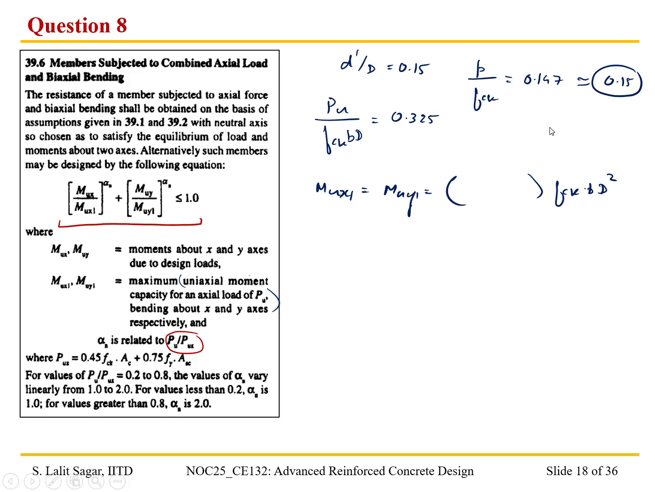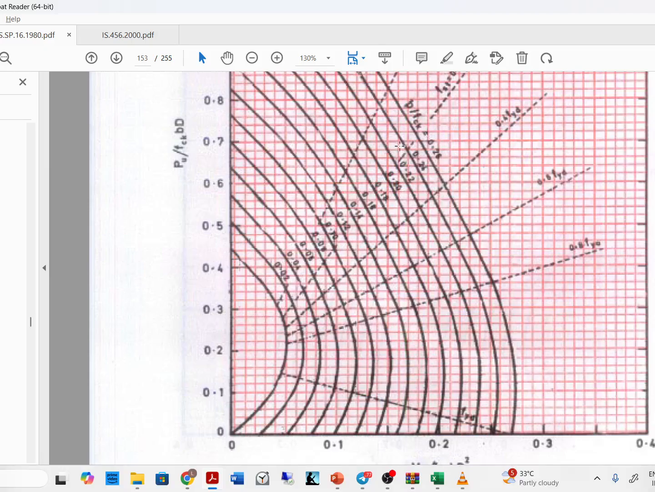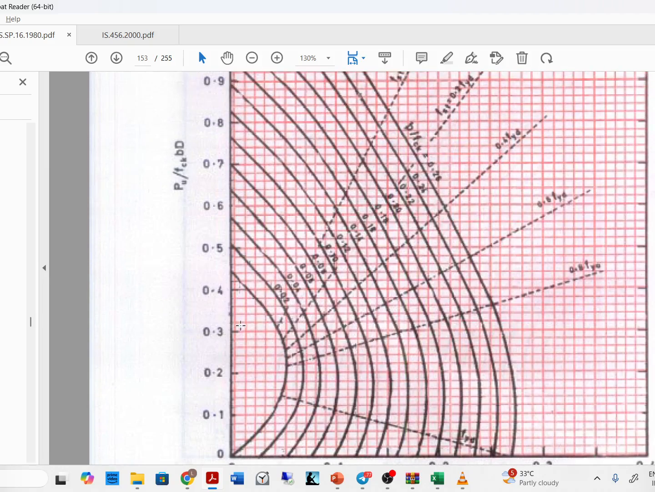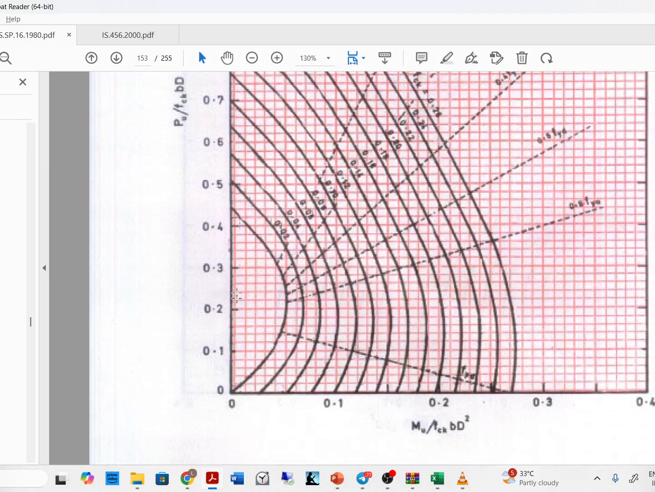0.325 and 0.15. Okay, so we have Pu by fck BD as 0.325. So let us locate this. 0.15 has to be somewhere in between this, right? 0.325. Okay.